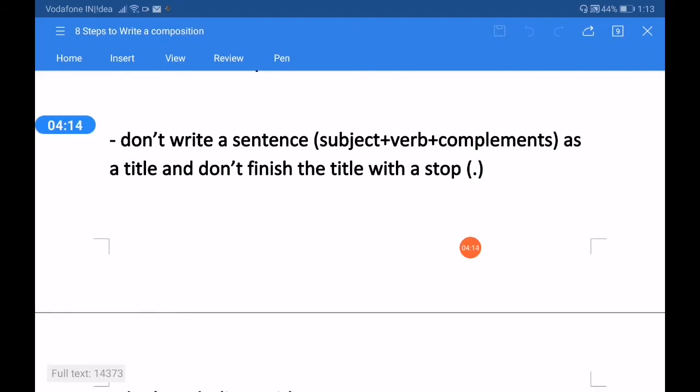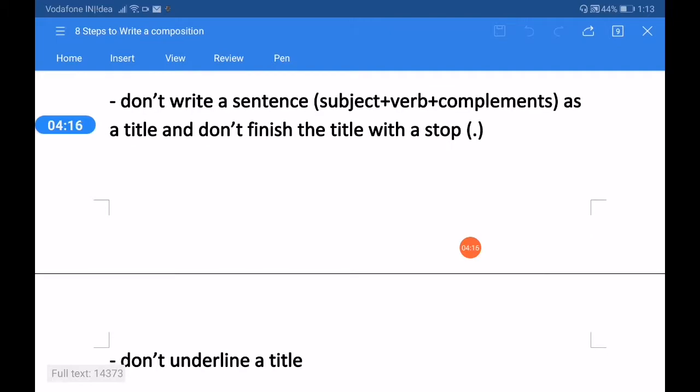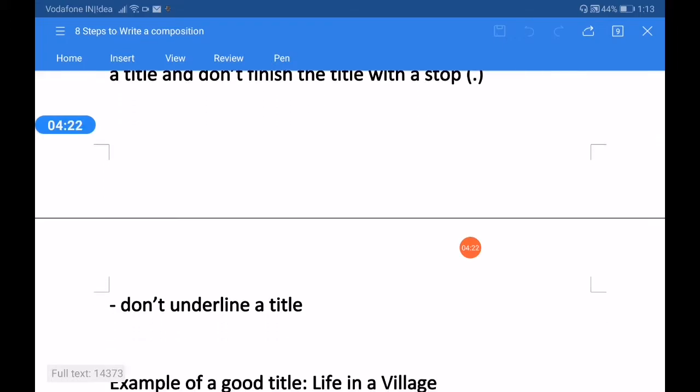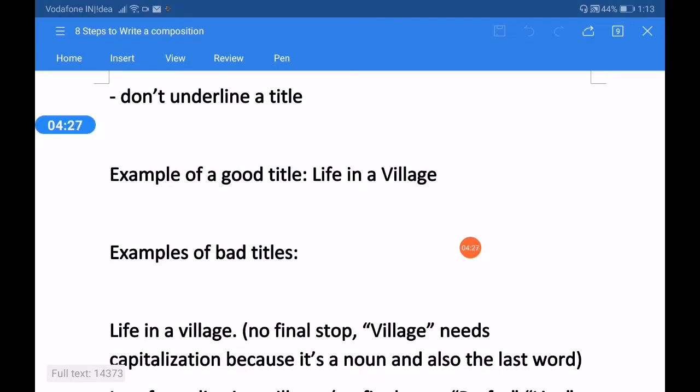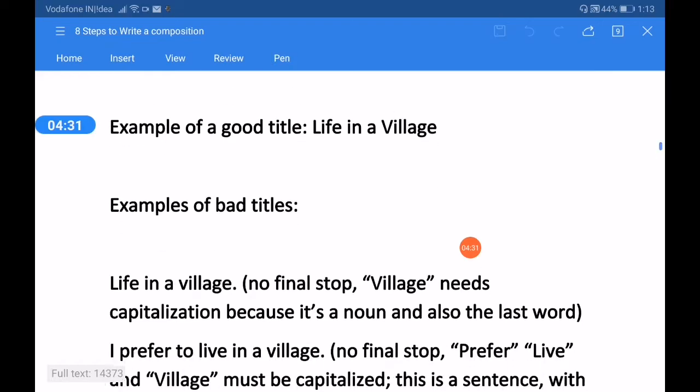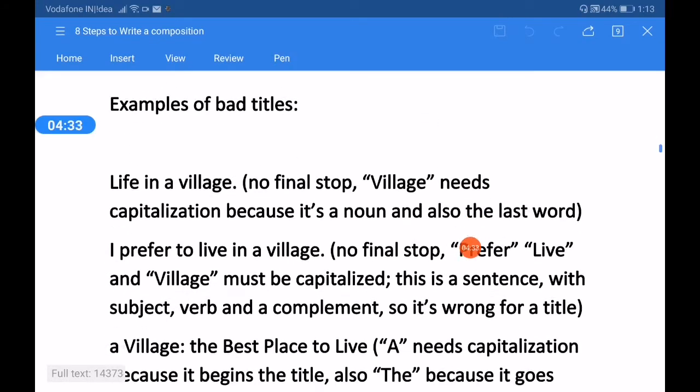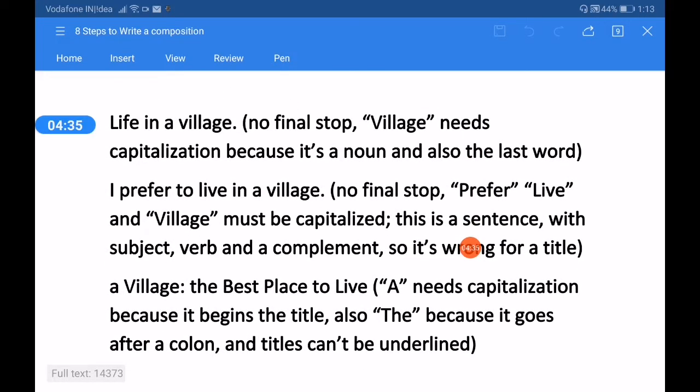Next, don't write a sentence, meaning subject plus verb plus complements, as a title, and don't finish the title with a stop, meaning full stop. Don't underline a title. Example of a good title: Life in a Village. This is a good example of a title. Examples of bad titles: Life in a Village, full stop. It means no final stop, and Village needs capitalization because it is a noun and also the last word.